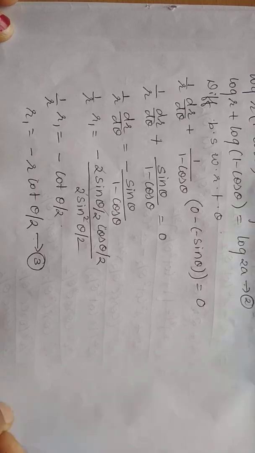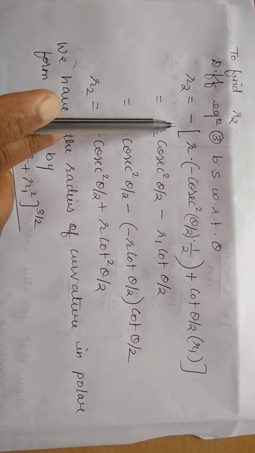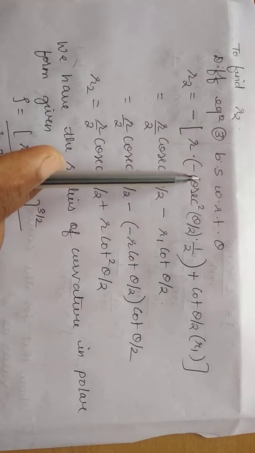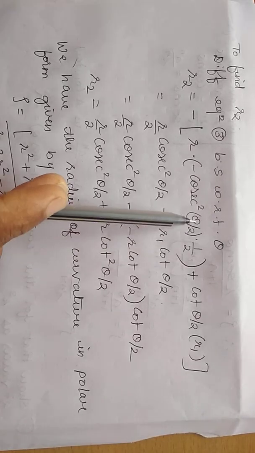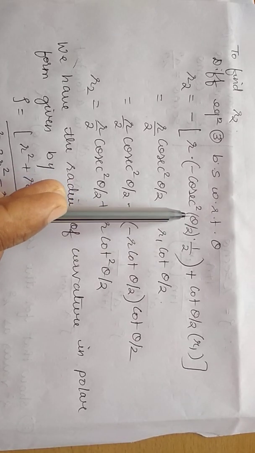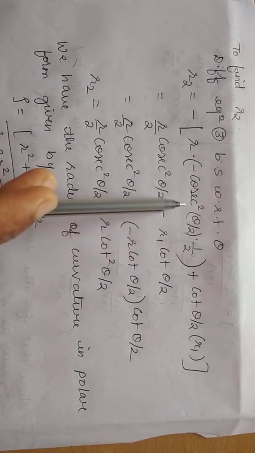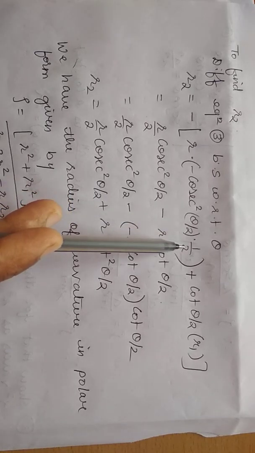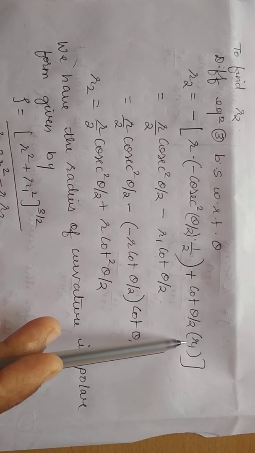So I will apply the u into v rule now. This becomes r2 equals minus, and I told you to keep r outside as it is. The derivative of cot theta by 2 is minus cosec square theta by 2 into 1 by 2, because the coefficient of theta in theta by 2 is 1 by 2. In differentiation, I told you whatever the coefficient of the variable is, it must be multiplied. Plus cot theta by 2 as it is, the derivative of r is r1.